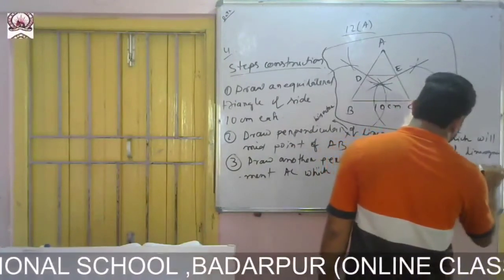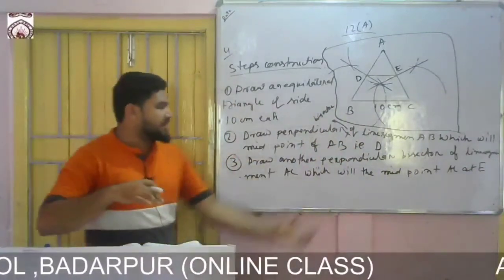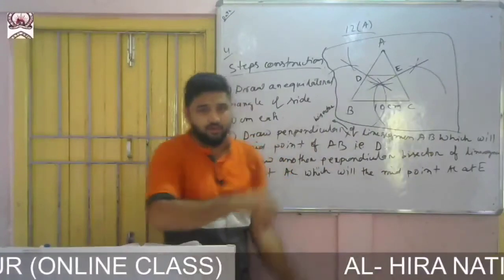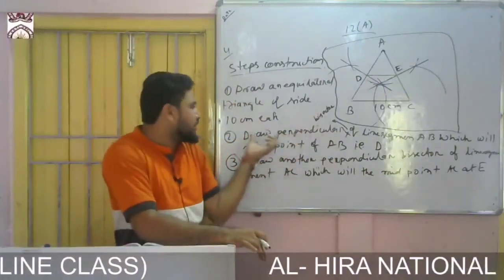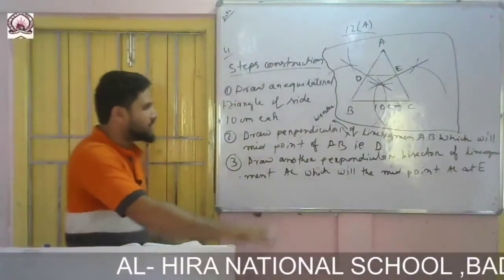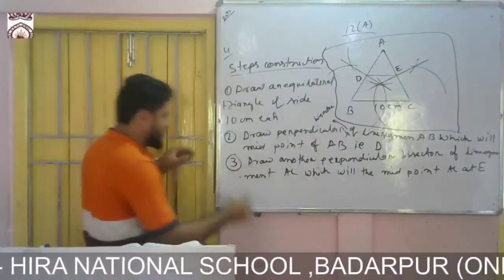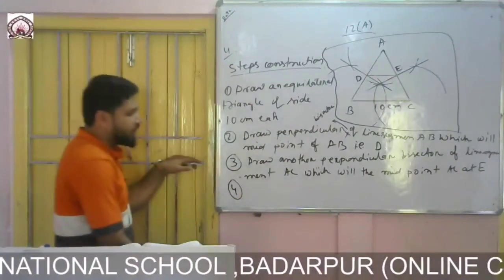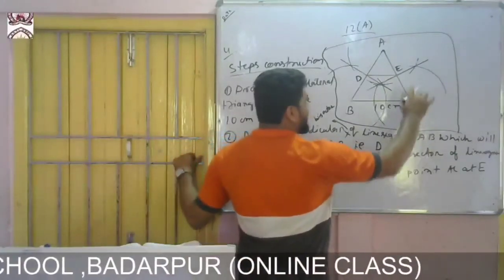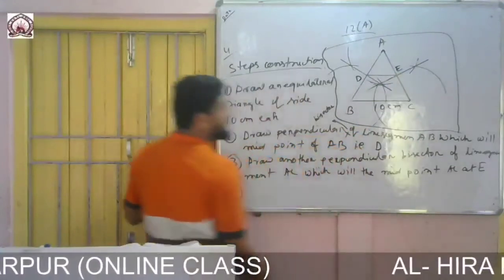The steps of how to draw the perpendicular bisector we have already done in class 6 also. So we are directly writing draw perpendicular bisector, we are not writing the steps. Otherwise it will be a big list of steps of construction. So number 4, the midpoint of AC. If I draw another perpendicular bisector of AC, then E will be the midpoint of AC.